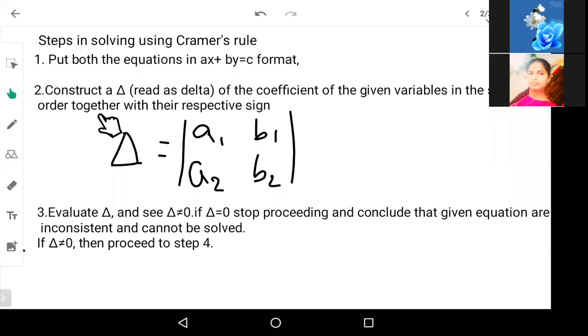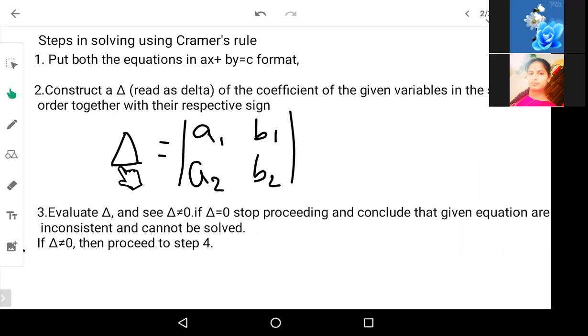Now after this, we have to construct something called delta. This small triangle is called delta. Delta is nothing but all the coefficients of the equations taken along with the sign. If it is minus b1, we will take it as minus b1 only. If it is minus a2, we will take it as minus a2. So along with the sign, we will be considering the constants.